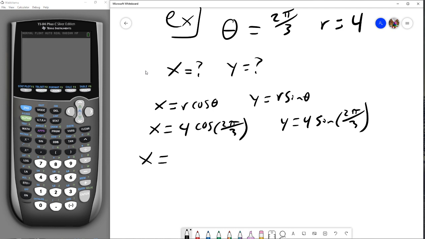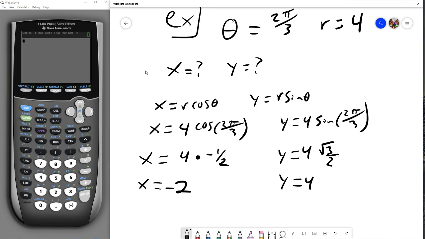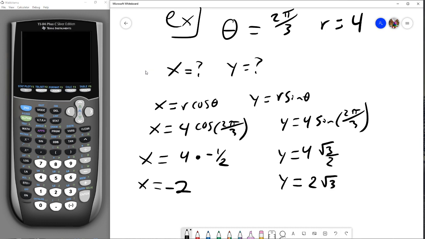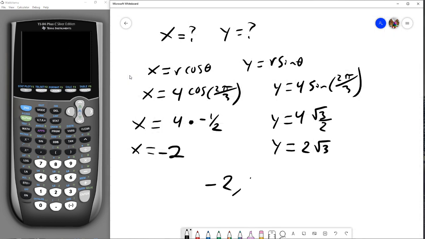We are going to have 4 times negative 1/2 for our cosine, so our answer for x is negative 2. And for y, since we are in quadrant 2, y is going to be positive. When we consider sine of 2 pi over 3, that's square root 3 over 2, so y will equal 4 times that, which is 2 root 3. There's our answer, that's our xy coordinate. Let's write that out and box our answer.